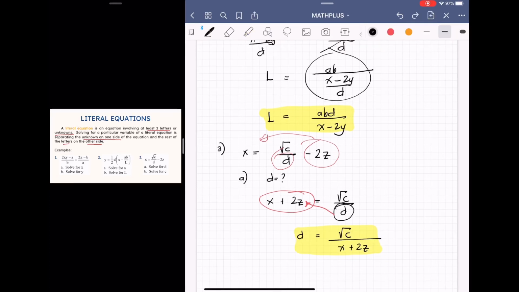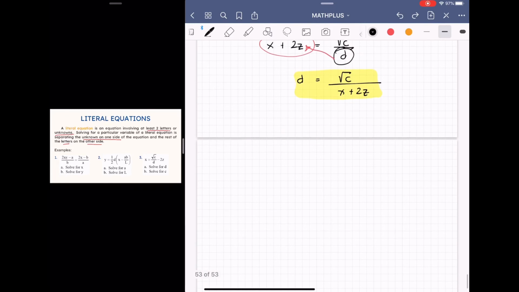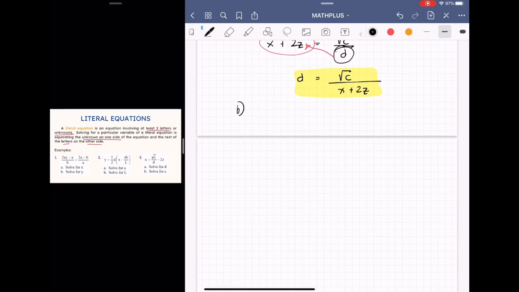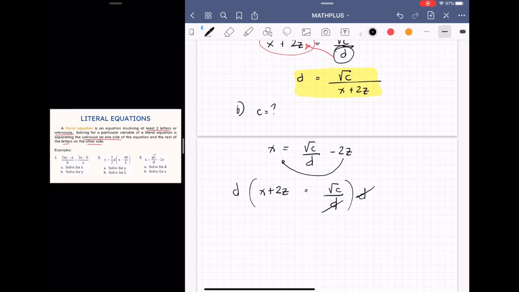Moving on to our last question, which is letter b. In here, we're being asked to solve for c. Same equation, you have x equal to the square root of c all over d minus 2z. So what we do is move 2z first to the left, so that would be x plus 2z. You'll have square root of c, the fraction where c is in, at the right side of the equation. And then I'll multiply both sides by d, so I'll be having square root of c only on the left side. So that would be x plus 2z times d. And that would be equivalent to the square root of c.